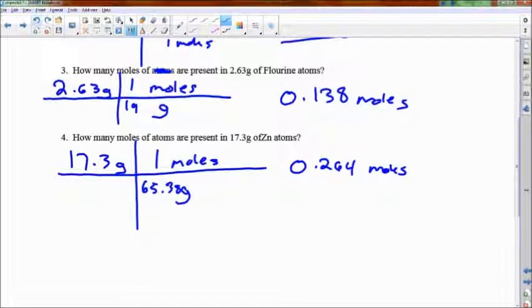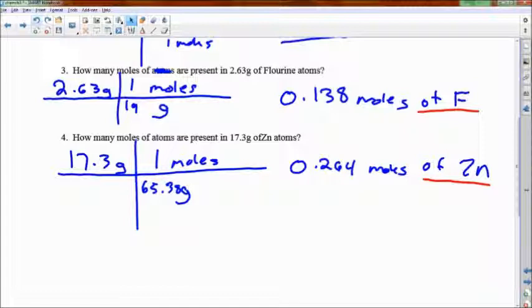Okay, this is moles of fluorine. This is moles of zinc. This is just preference. I would not take off if you didn't put of fluorine or of zinc. I mean, it's obvious that's what we're talking about because that's the only element that's there.